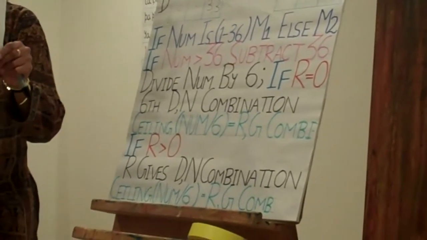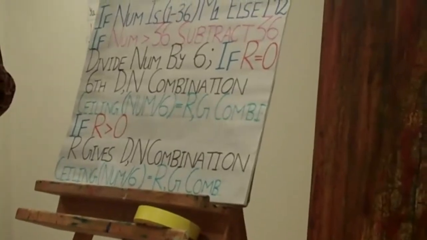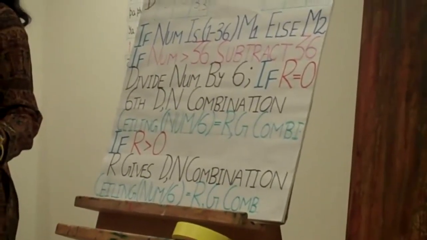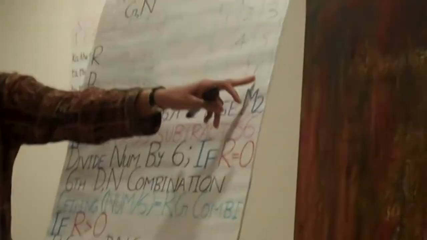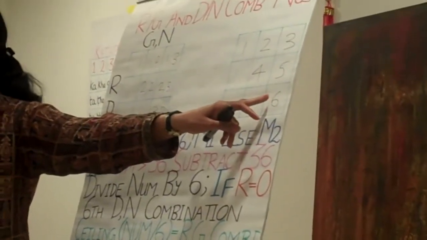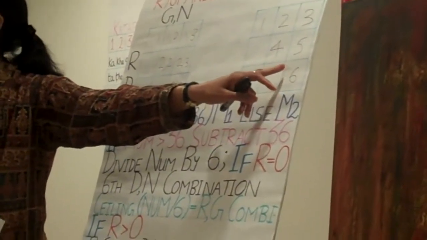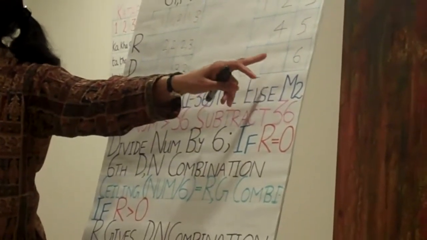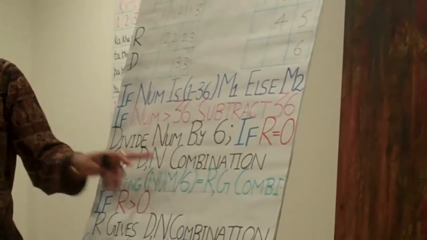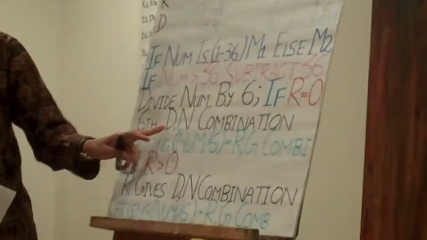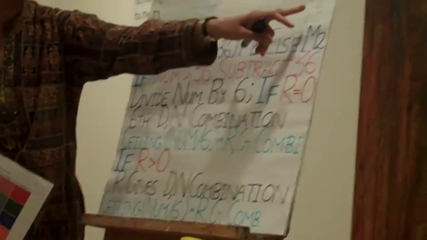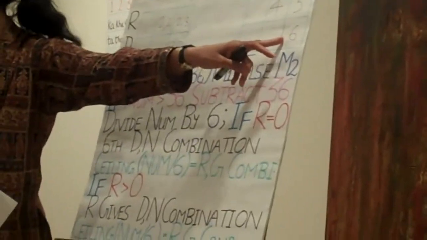6th, 12th, 18th, 24th, 30th, 36th, all of them have the Da3, Ni3. That would be the 6th combination. All of you, do you agree? So if the remainder is 0, they will have the Da3, Ni3 combination. The 6th Da-Ni combination, that will be the Da3, Ni3.